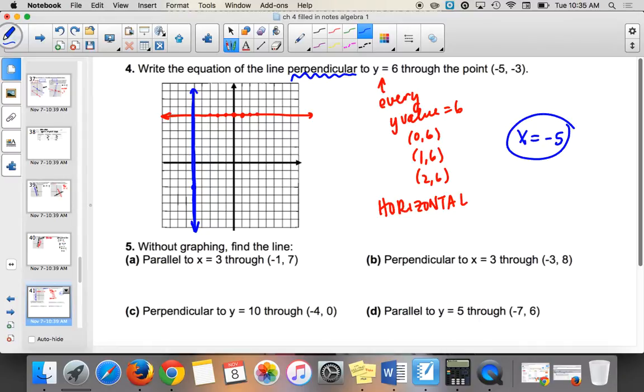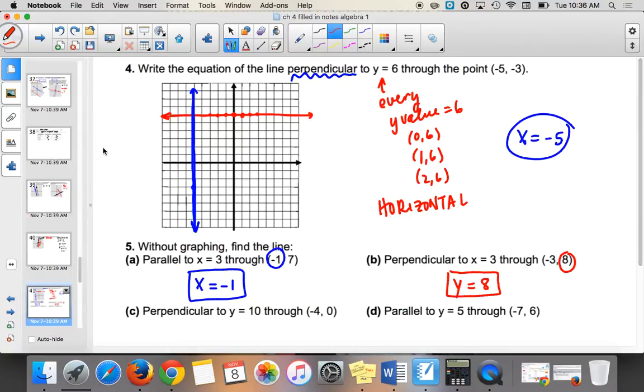So without graphing, find the line. If it says parallel to x equals 3, if it's parallel, that means it's the same, right? So it's also going to be an x equals equation. What x value do we have as our point? -1, right? So our answer would be x equals -1. How about the next one? It says perpendicular to x equals 3. If you're perpendicular to an x equals, it's a y equals. What's the y value? 8. You guys see what I'm doing there?